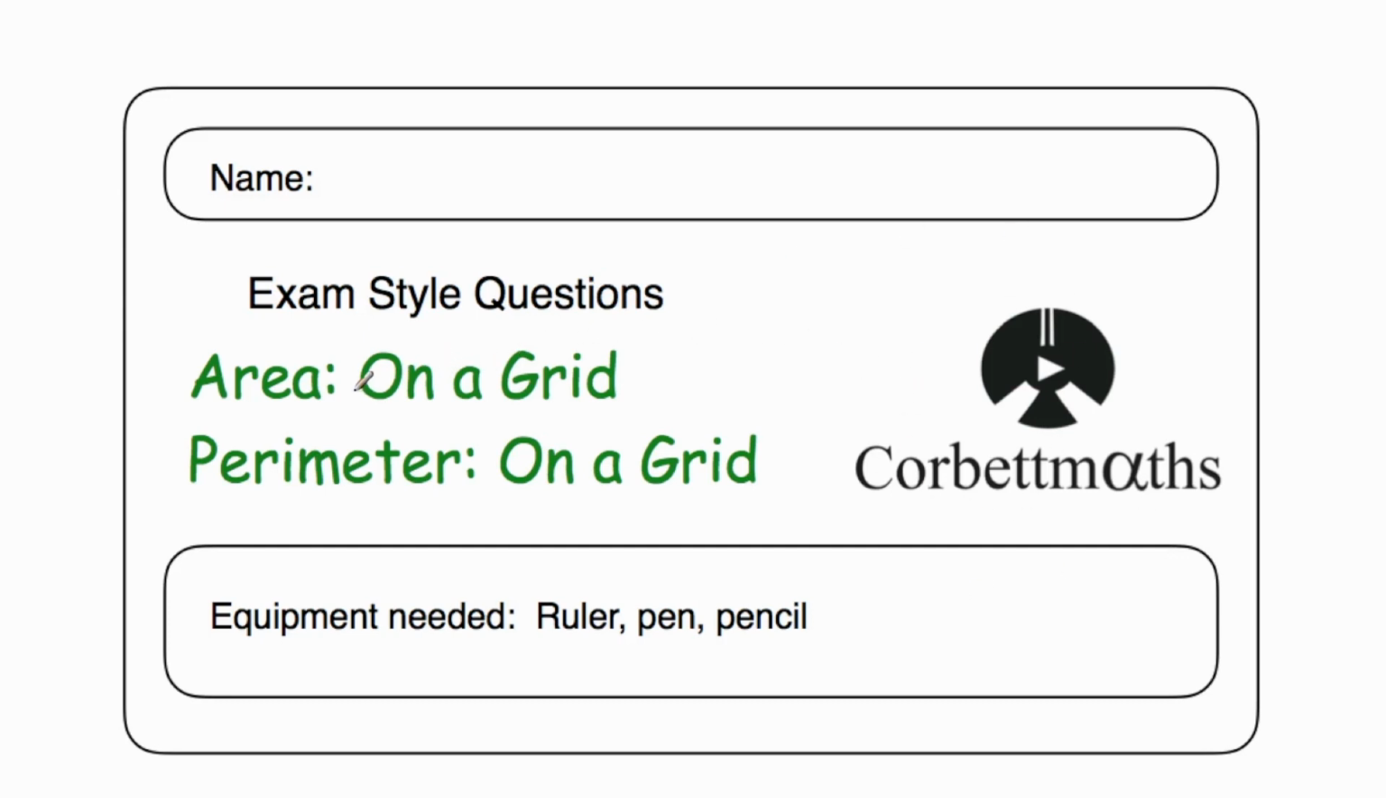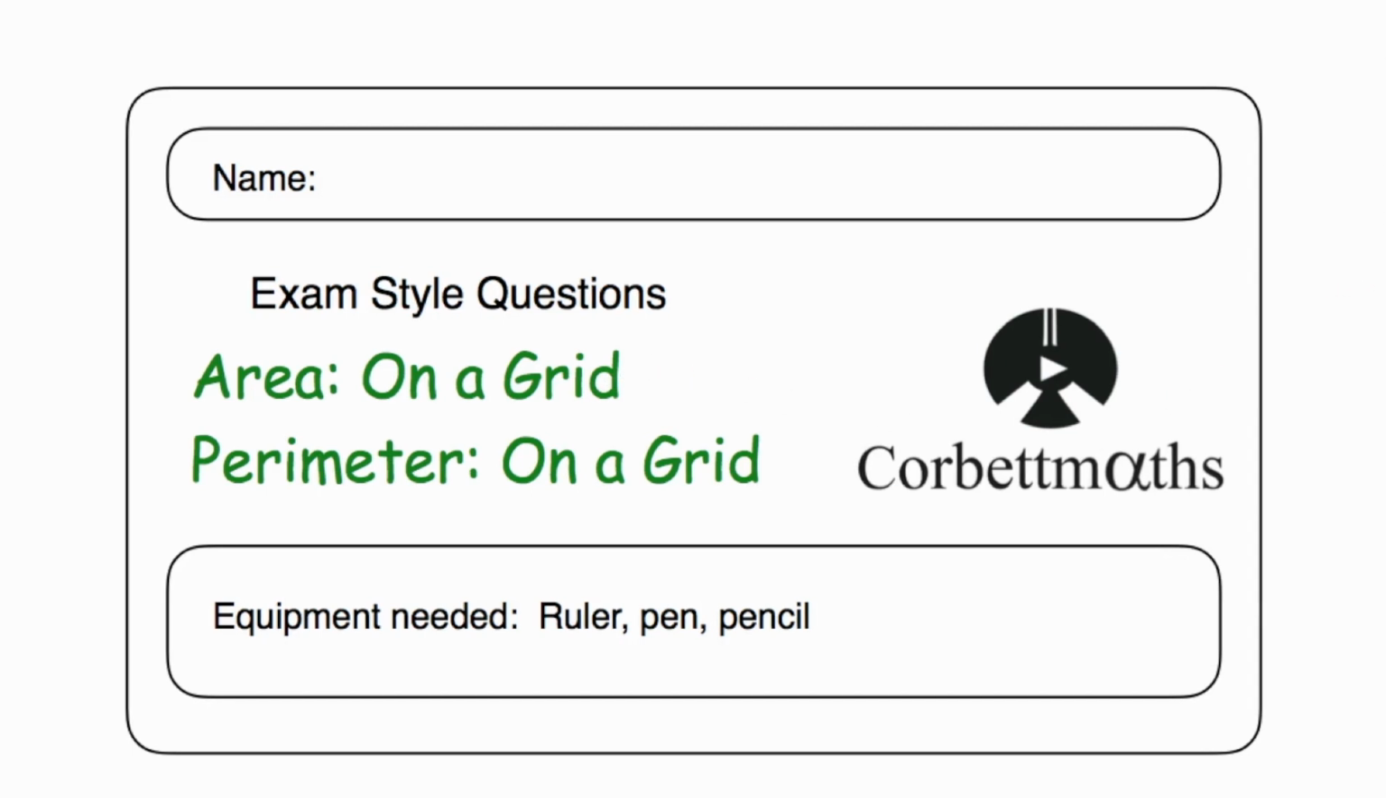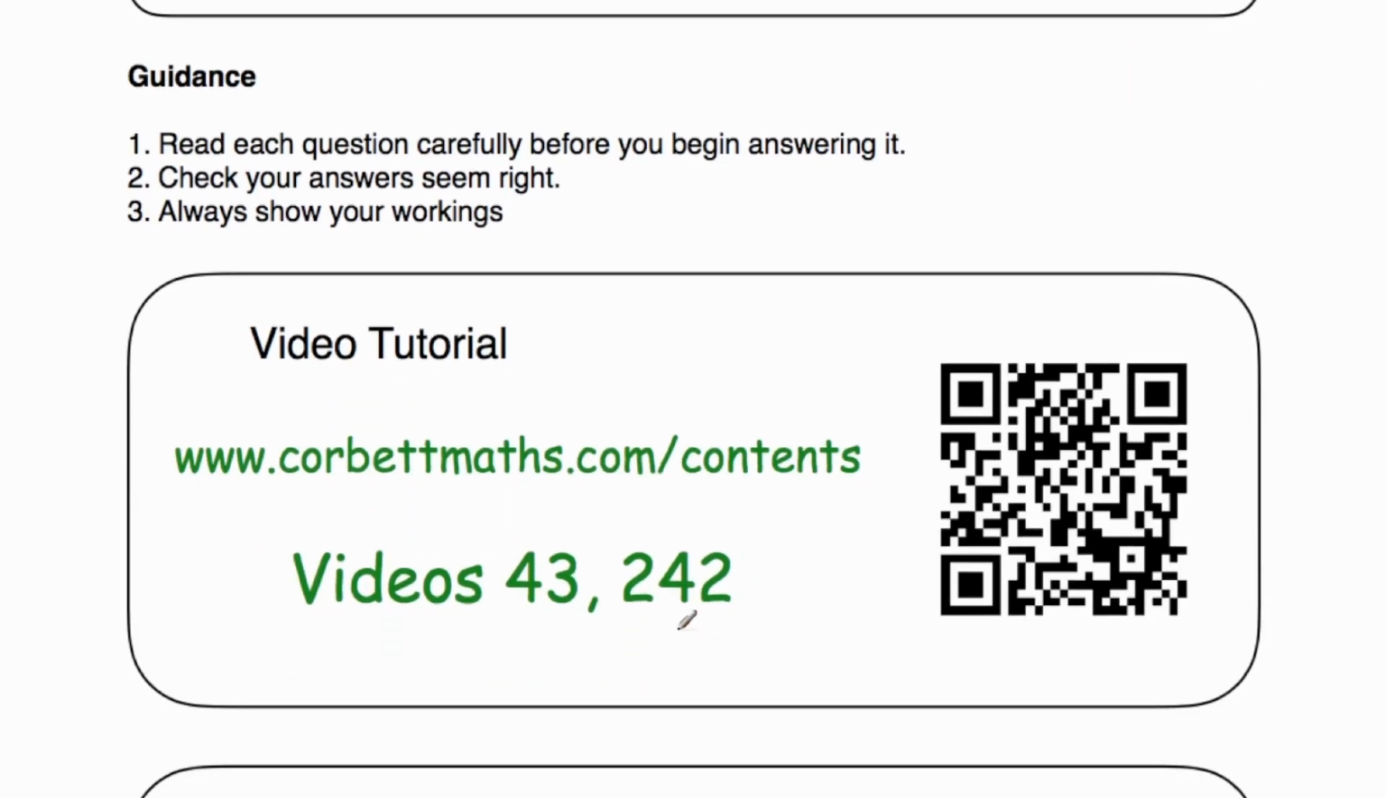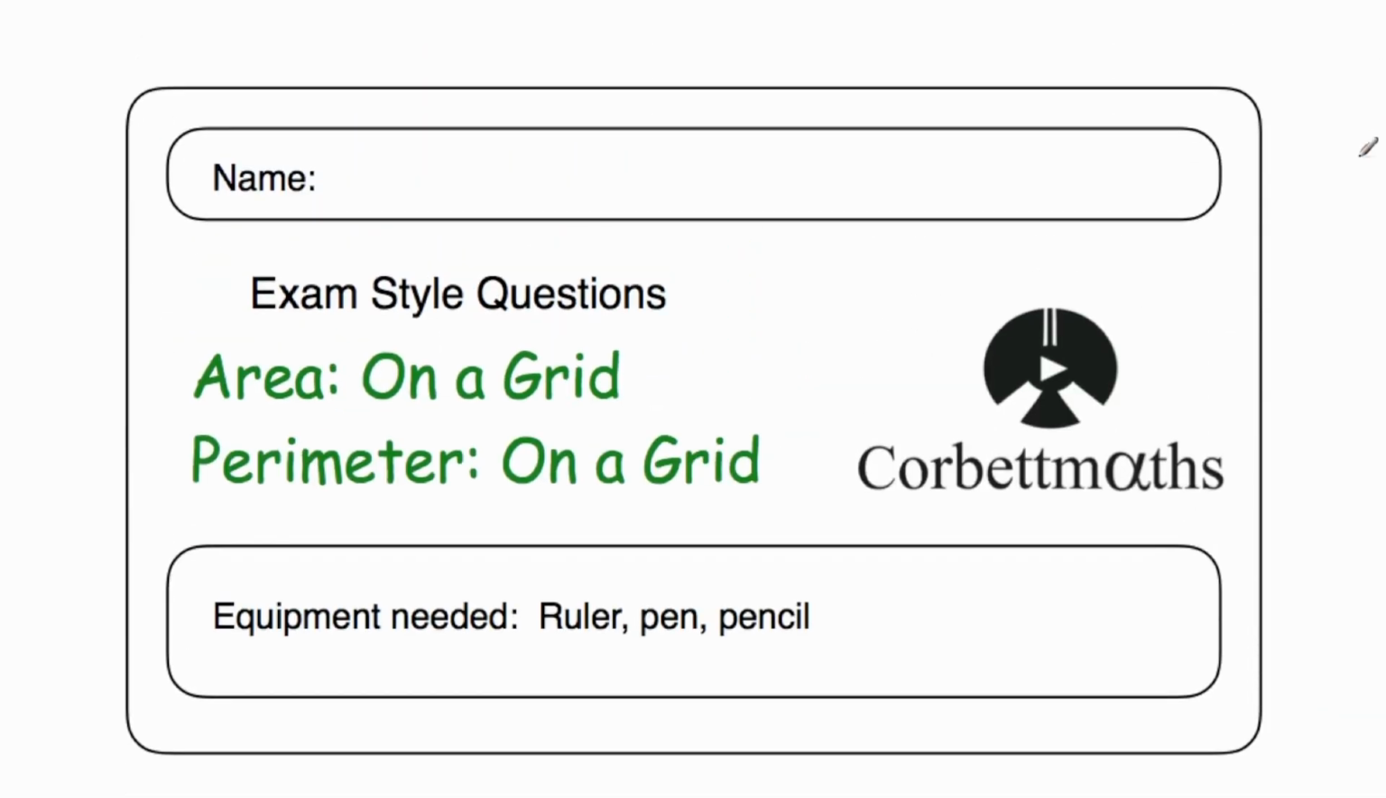In this video, we're going to look at the video solutions to the area on a grid and the perimeter on a grid practice questions. If you need any extra help on either of those two topics, go to corbettmaths.com and scroll down to video numbers 43 and 242. There are dedicated video tutorials there on finding the perimeter on a grid and the area on a grid. Alternatively, you could scan this QR code. But in this video, we're going to focus on the video solutions to the practice questions, so let's get started.